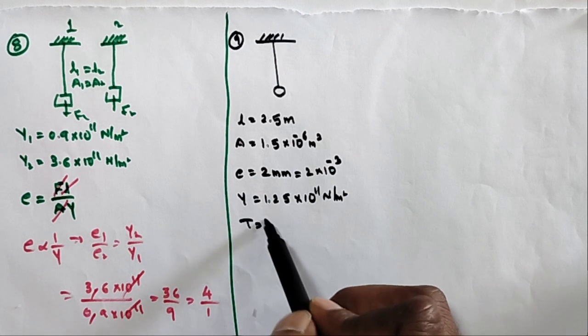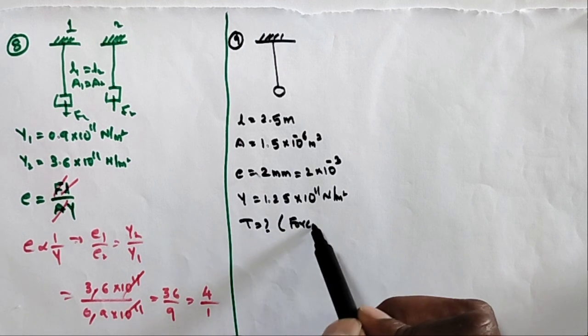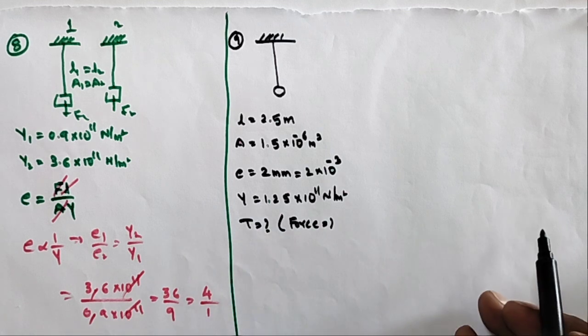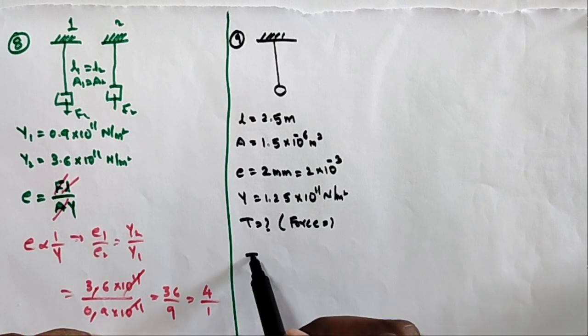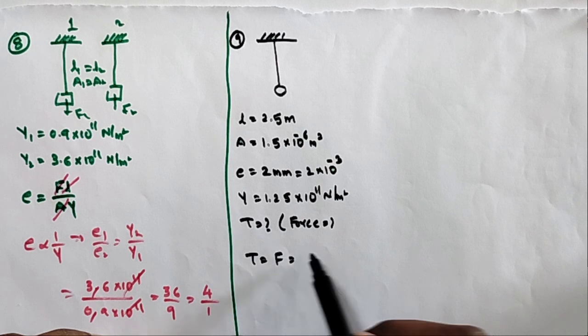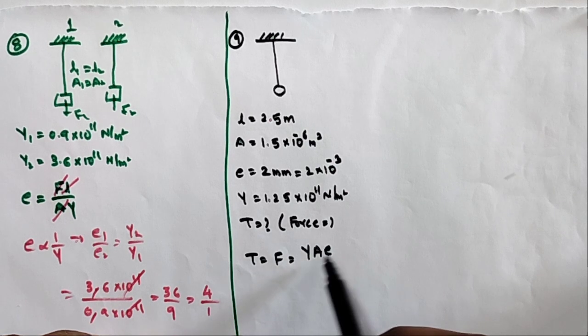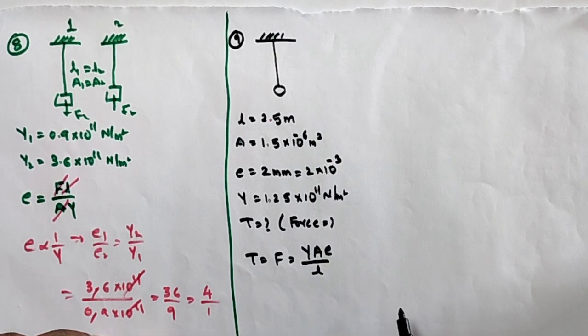How much tension in the wire? Tension means force, you can calculate. So T is equal to F is equal to YAE by L. Substitute all values, you can get 150 newtons. This is also very simple.